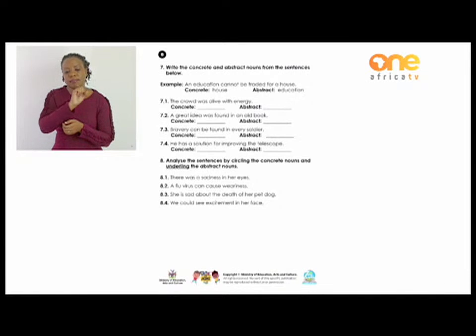Sadness is our abstract noun, so we underline it. And then eyes, that's a concrete noun, then we circle it. It's a common noun or concrete noun. We put a circle there. Right, boys and girls? We can continue writing our work.